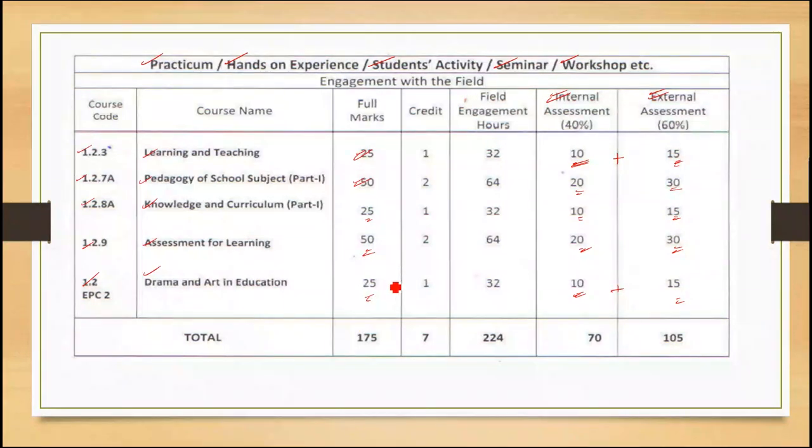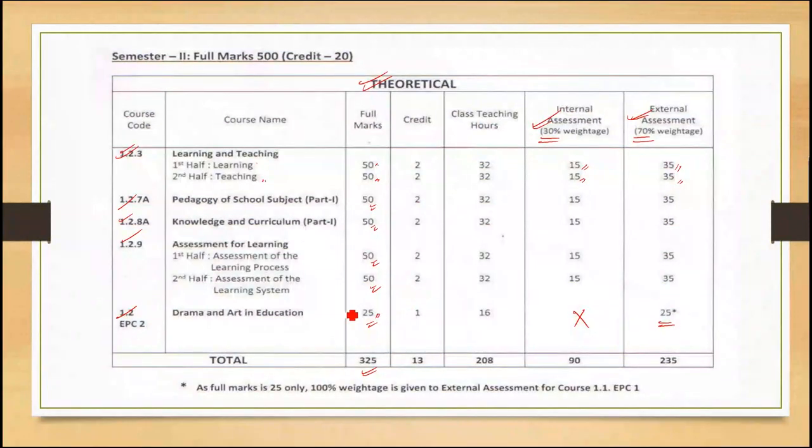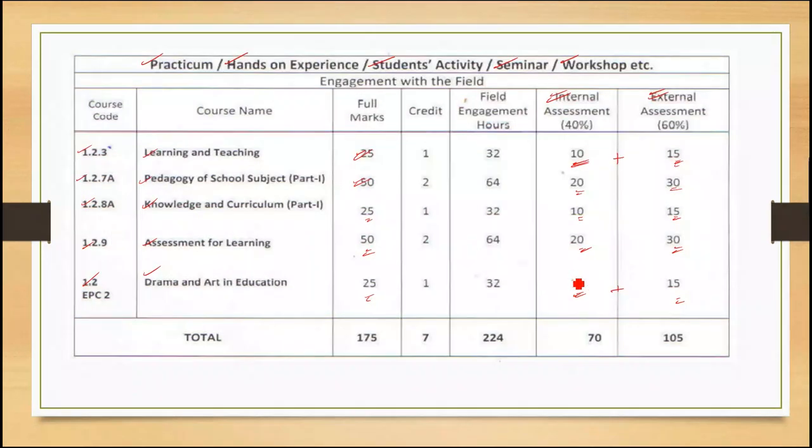The only difference, just like in the first semester, that you can see here is that in the theory examination you did not have internal assessment for drama and art in education, but when it comes to practical you will be having separate internal assessment and external assessment, where internal will be of 10 marks, external will be of 15 marks, and in total the subject carries 25 marks in practical. Now total marks for all the subjects in the practical examination is 175. For theory it was 325. Summing up we get 500.